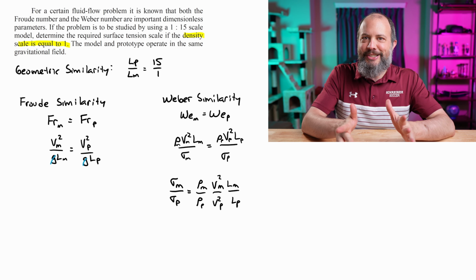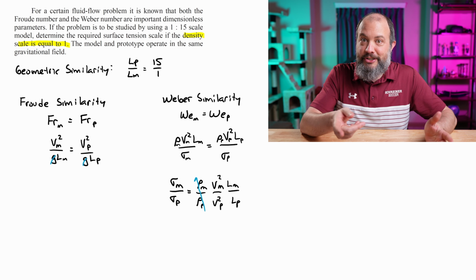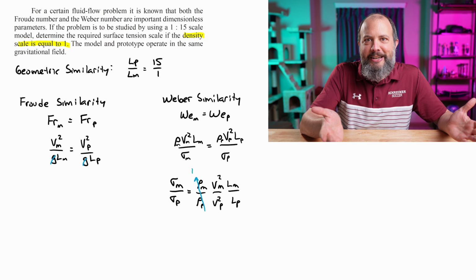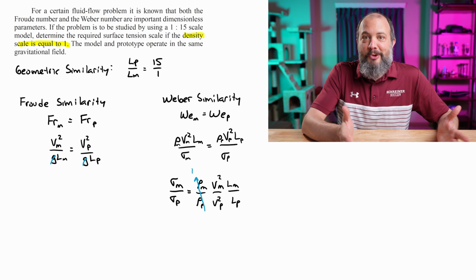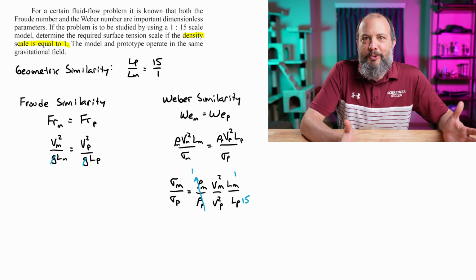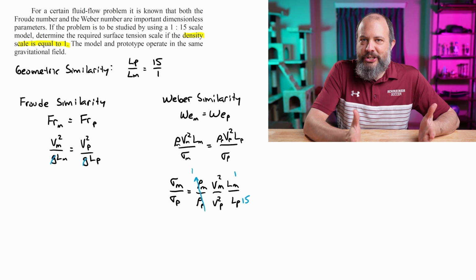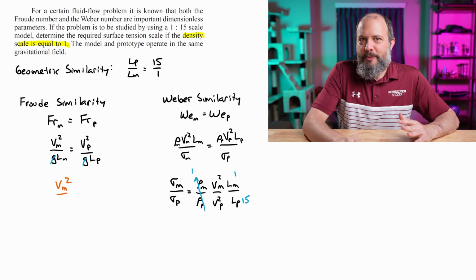I'm given that the density scale is 1, so I can cross off the first term and it's like a third of the way done. The geometric scale was given, right, 1 to 15, so I can go ahead and write that part in. And that leaves a ratio of the velocity squared for the model and prototype.